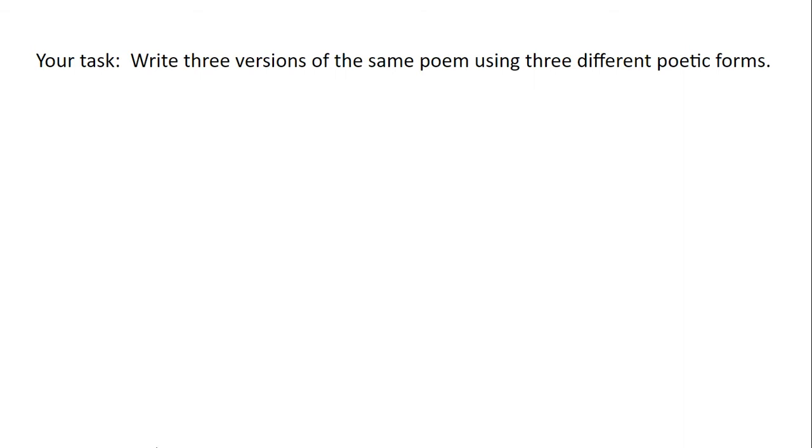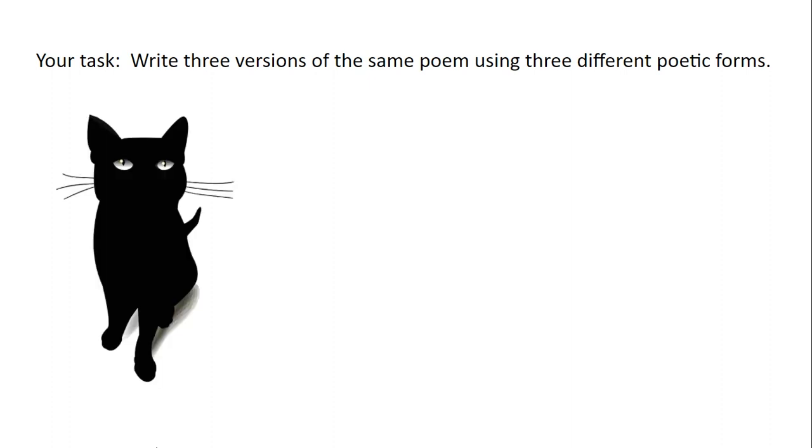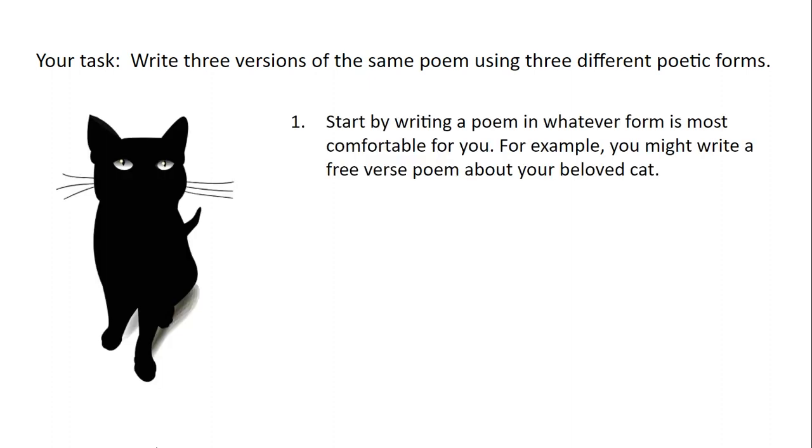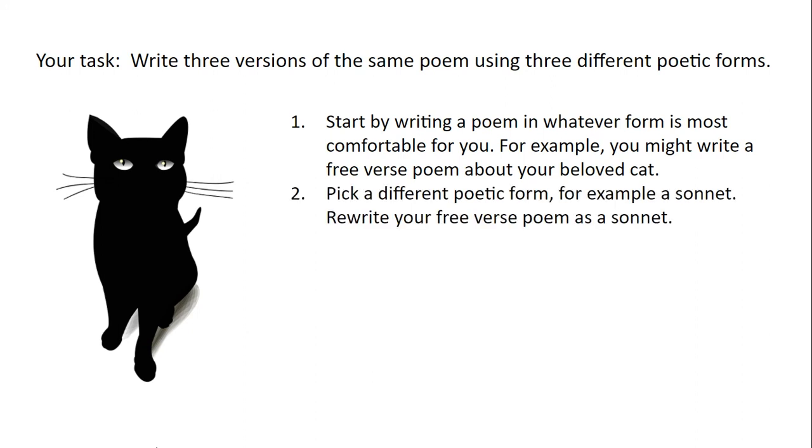So again, your task is to write 3 versions of the same poem using 3 different poetic forms. So you'll pick something to write about, maybe your delightful cat, and you'll start by writing a poem in whatever form is most comfortable for you. So you might try writing a free verse poem about your beloved cat. Then you'll pick a different poetic form, like, say, a sonnet, and rewrite your free verse poem as a sonnet.